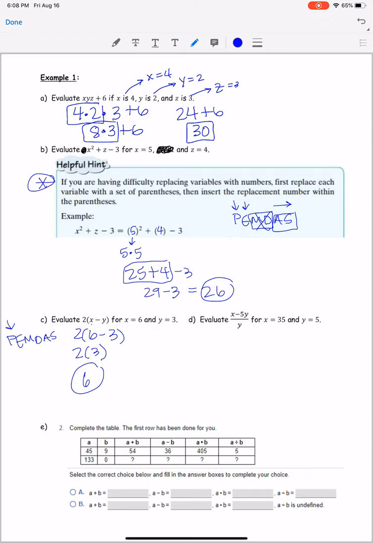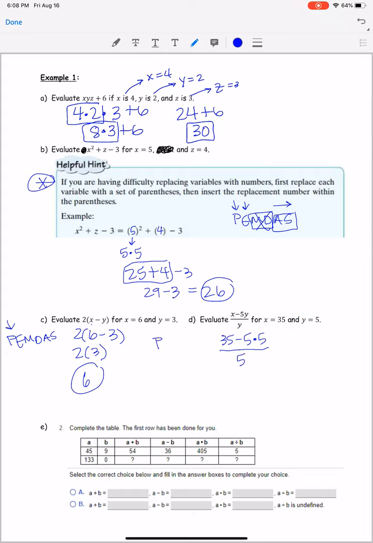Okay, on D, evaluate x minus 5y all over y. So notice here you've got y twice. That means I'm using this number of 5 twice when I'm evaluating. So x is 35. So you've got 35 minus, what's going on between this 5 and y? There's no operation, so it means that operation is multiply. So we've got 5 times my y is 5, so 5 times 5. And this is all over y, and y is again 5.